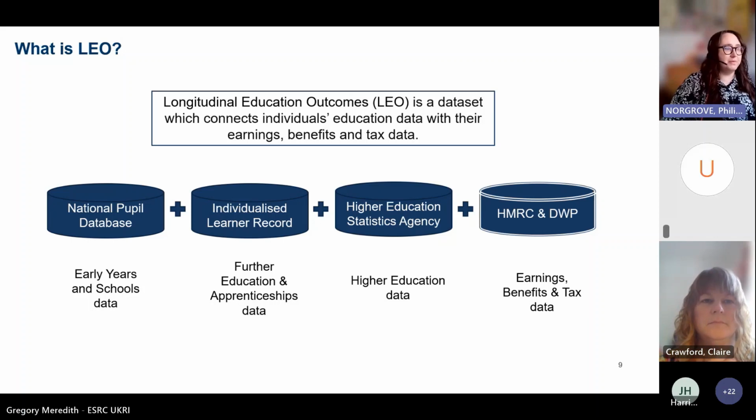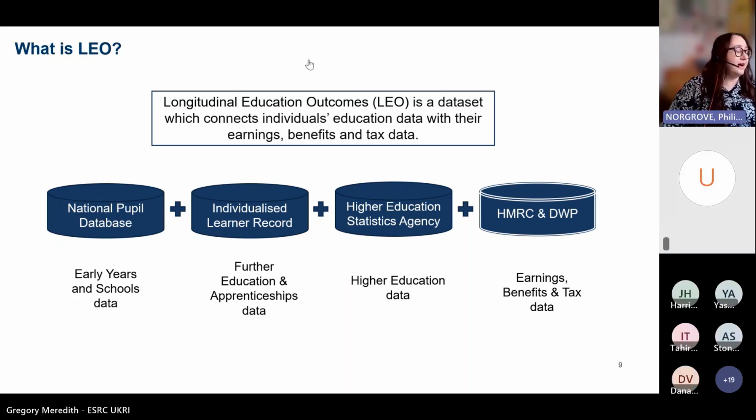I'm sure we'll all have different levels of familiarity with these separate data sources, but I'll quickly go through. On the left, it's the National Pupil Database, the NPD, and that contains the early years and school data. Then we've got the ILR, the Individualized Learner Record, where further education and apprenticeships data is. Then we have the HESA data, the Higher Education Statistics Agency, which is higher education data, undergraduate and postgraduate data. And at the end, we've got the HMRC and DWP data, which is the earnings, benefits, and tax data.